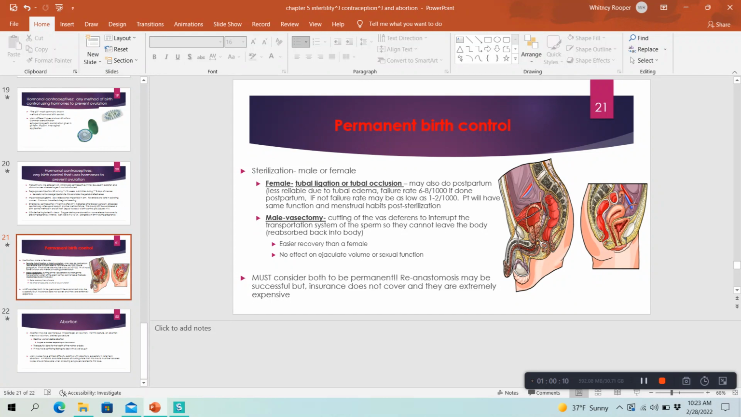Now, for females, it's a tubal ligation or tubal occlusion. So what we've basically done is we're either cutting out a piece of each fallopian tube, or we're putting a clamp in so that it's smashed. And again, if we smash that tube with the clamp, yeah, you can take the clamp off, but there's enough scar tissue that usually they're damaged.